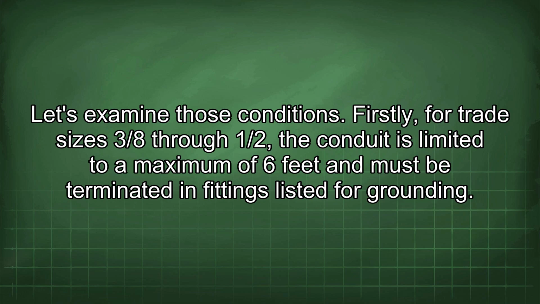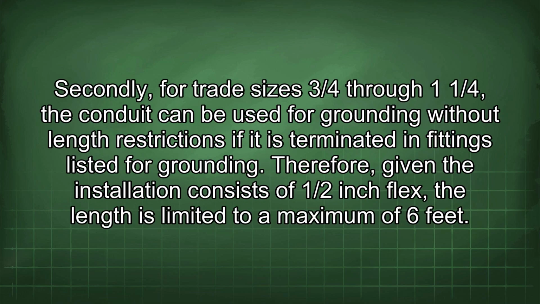Let's examine those conditions. Firstly, for trade sizes 3/8 through 1/2, the conduit is limited to a maximum of 6 feet and must be terminated in fittings listed for grounding. Secondly, for trade sizes 3/4 through 1/4, the conduit can be used for grounding without length restrictions if it is terminated in fittings listed for grounding. Therefore, given the installation consists of 1/2 inch flex, the length is limited to a maximum of 6 feet.